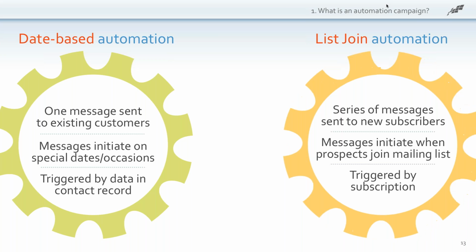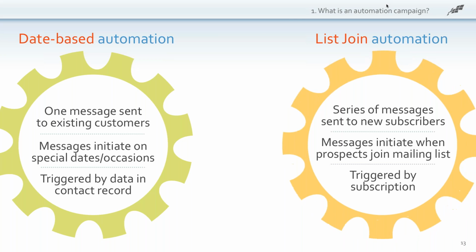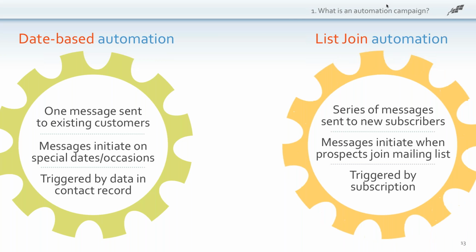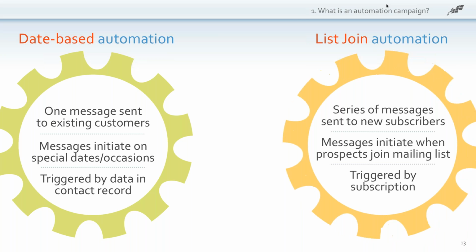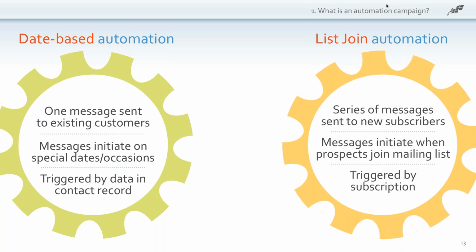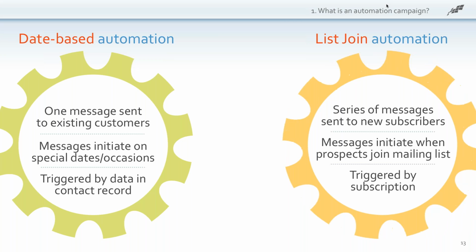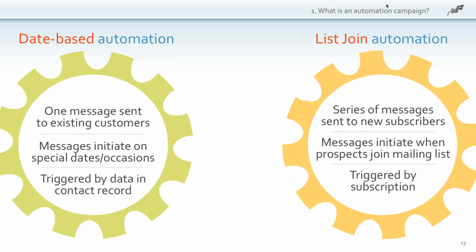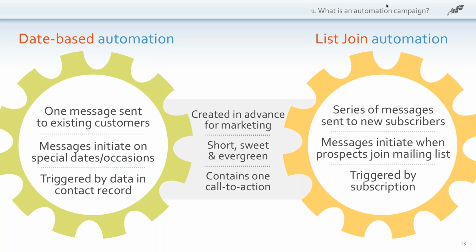Or if they've joined the list, right? List-based. So again, a series of emails that could go out, and you determine how many go out and how often they go out. All right. And so it's a series of messages sent to your subscribers, and it's triggered by subscription. Both of these are created in advance. They're short, they're sweet. The content is evergreen, meaning it doesn't change, right? And it typically contains one call to action. You're letting them know, and you want them to do one thing.